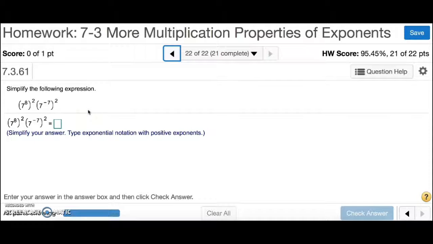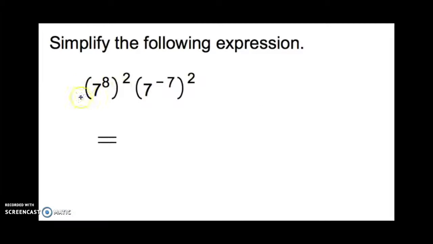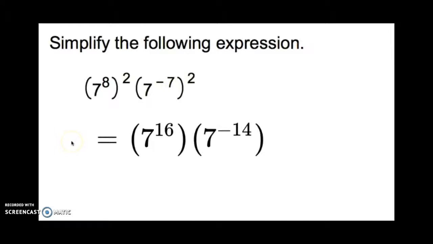All right, number 22. We are simplifying the following expression. So let's take a closer look and see what we would need to do. I have each of these being raised to a power. So let's take each one of these and raise it to the power. So 7 to the 8 power being raised to the second power, I multiply the 8 times 2 and I get 16. So 7 to the 16 power. I then take this one and raise it to the second power. So negative 7 times 2 would be negative 14.